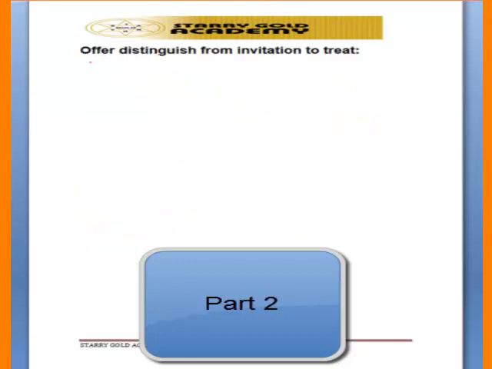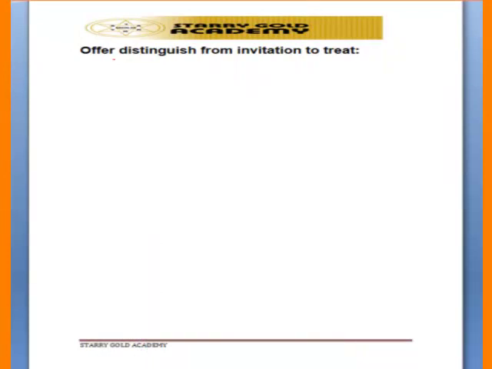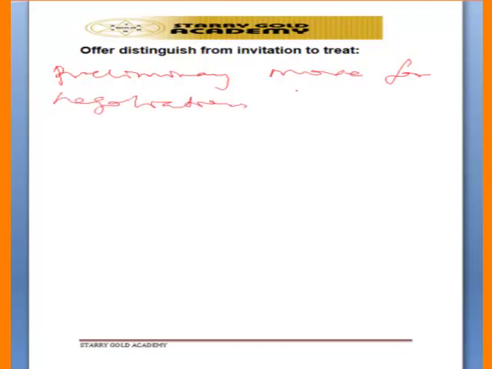Let us look at what we call offer distinguished from invitation to treat. I've defined an offer, but invitation to treat is not an offer. It is a preliminary move for negotiation. That is what we call invitation to treat.